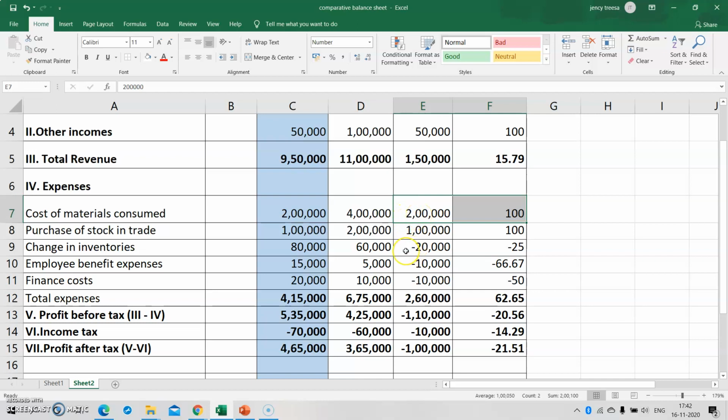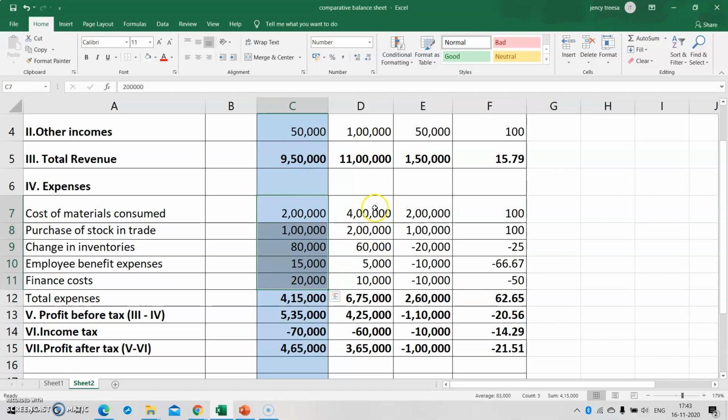And sometimes you may end up at a negative figure. Look at this, change in inventories is 80,000 decreased to 60,000. So you can put that within brackets or put it as a negative figure. That is minus 20,000, or put within brackets, and that will give you minus 25%. The same thing, 20,000 again upon the base year's figure only. Even though it's a decrease, you will have to calculate on the base year's figure only. So minus 25.